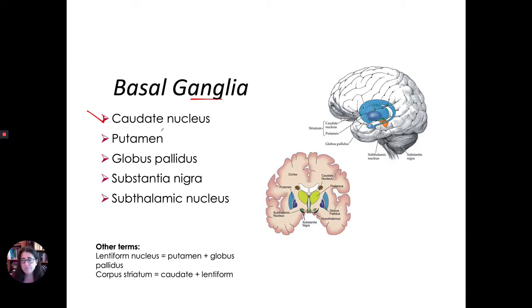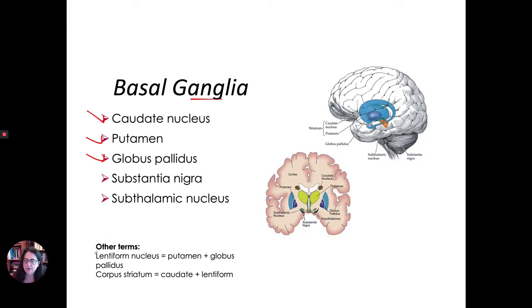And then you have the putamen and the globus pallidus, and to me that forms like a pizza-shaped area where the putamen is a really thick crust, and the parts of the globus pallidus is where all the good stuff is. And then we have our substantia nigra and subthalamic nuclei low down here. So those are the main parts of the basal ganglia.